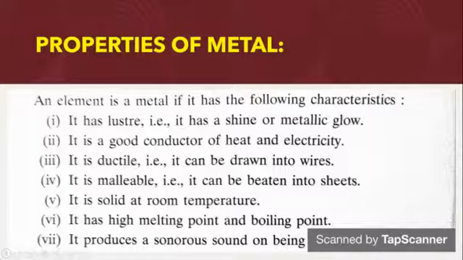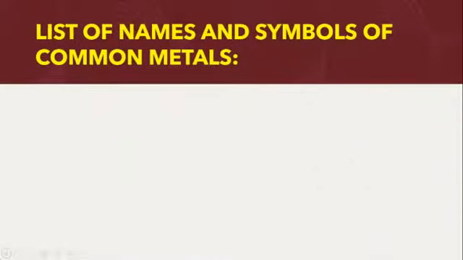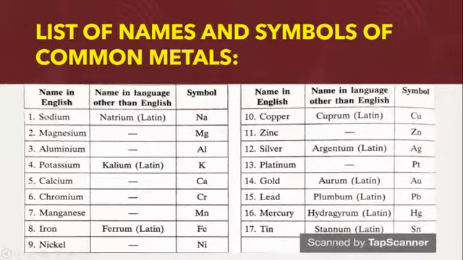Malleability. It is solid at room temperature. It has high melting point and boiling point. It produces a sonorous sound on being hit. The next part is list of names and symbols of common metals.